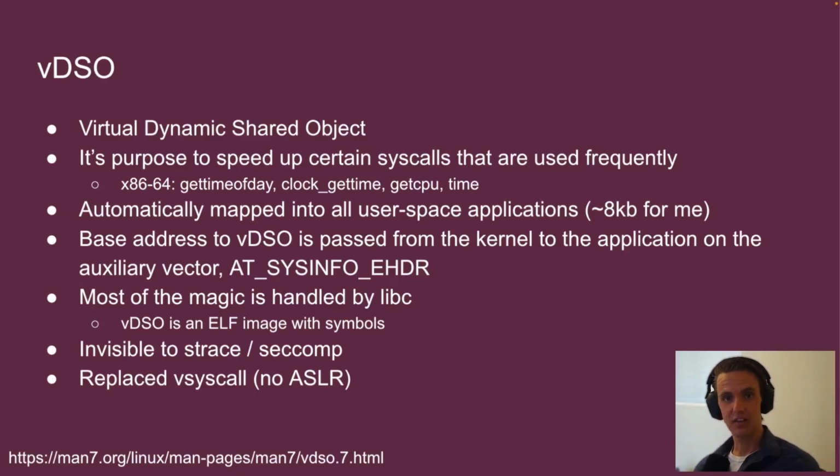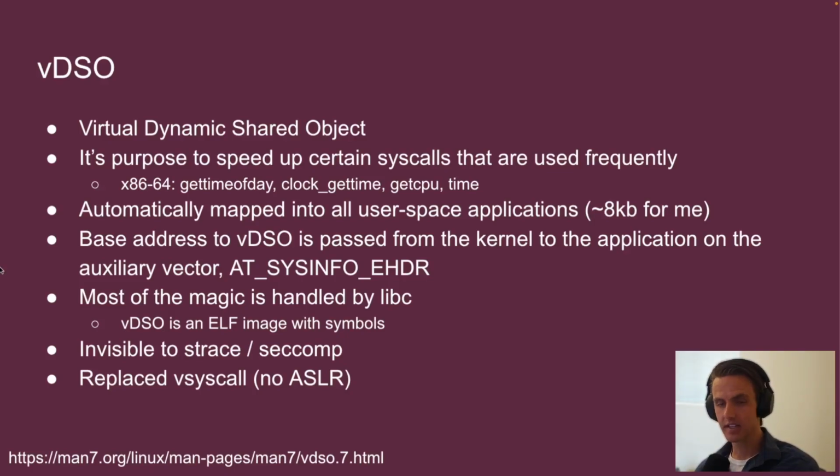So vDSO, like I already said, Virtual Dynamic Shared Object, its purpose is to speed up certain syscalls. For x86-64, there are four of them. There's gettimeofday, clock_gettime, getcpu, and time. And so instead of making these syscalls, you can call these vDSO implementations and it'll do the same thing, except it's much faster. And like I said, it's automatically mapped into all user space applications. If you ever look at the VM map, you've probably seen it before. And when I dumped it on my machine in Ubuntu, it was 8 kilobytes.